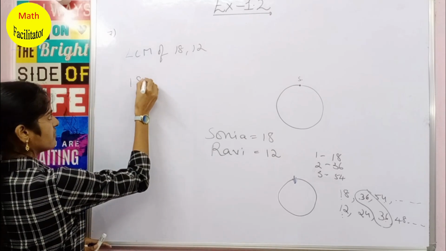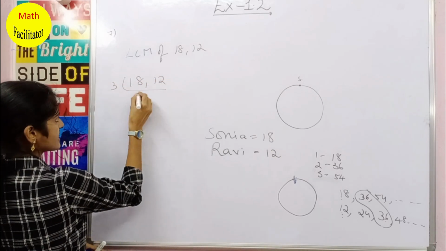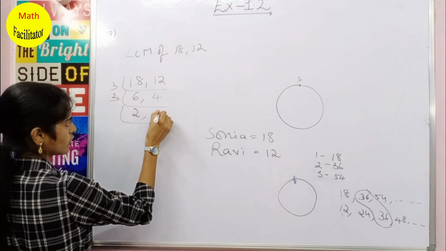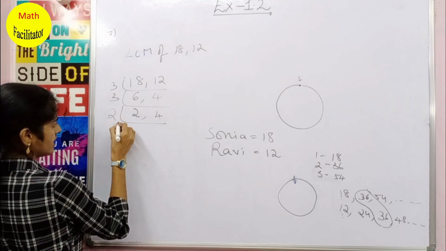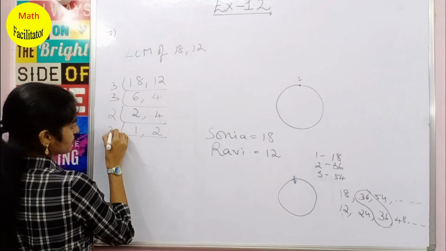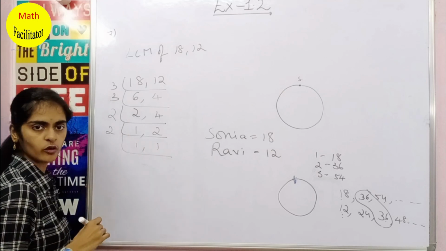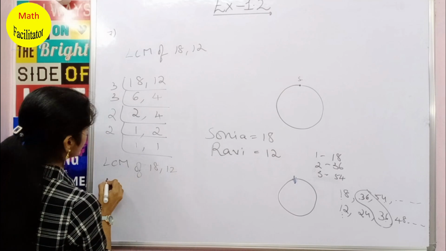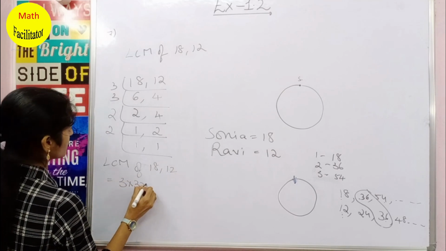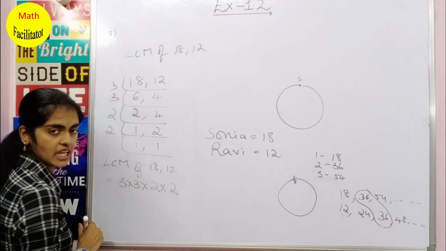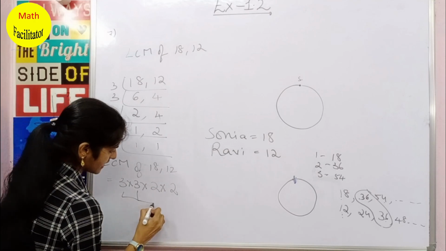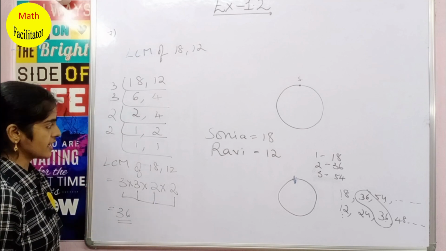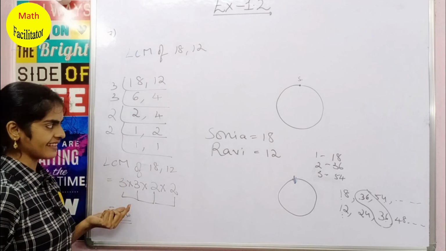So what is the LCM of 18 and 12? 3 6s are 18, 3 4s are 12. Taking 3 again, 3 2s are 6 and 4 is not divisible, so you will write it. Now let us take 2: 2 1s are 2, 2 2s are 4, 2 1s are 1. So what is LCM? LCM of 18 and 12 is 3 multiplied by 3 multiplied by 2 multiplied by 2. So 3 3s are 9, 9 2s are 18, 18 2s are 36. Understood? Now you will get to know that you have to take the LCM, but why?